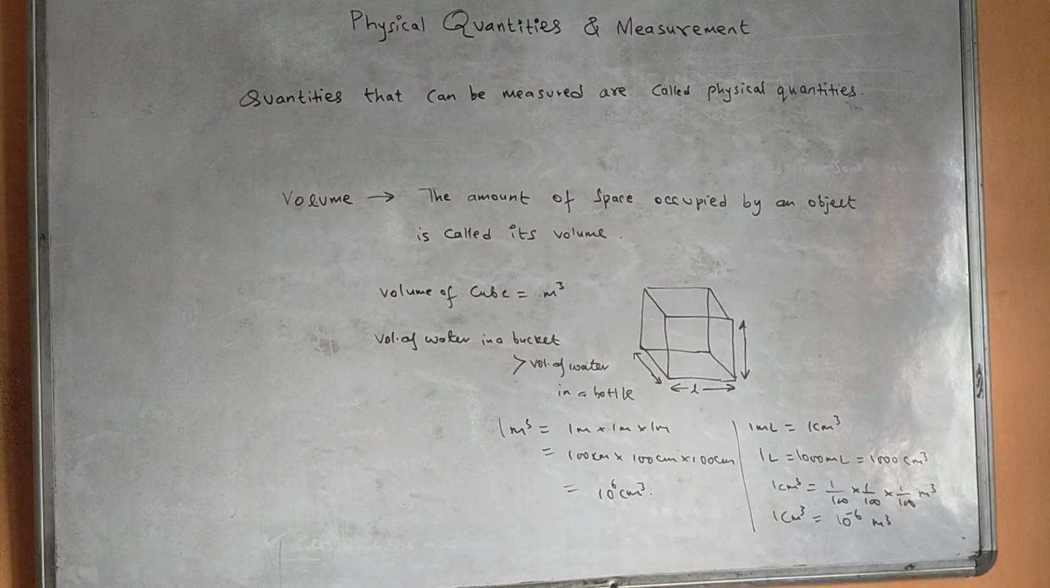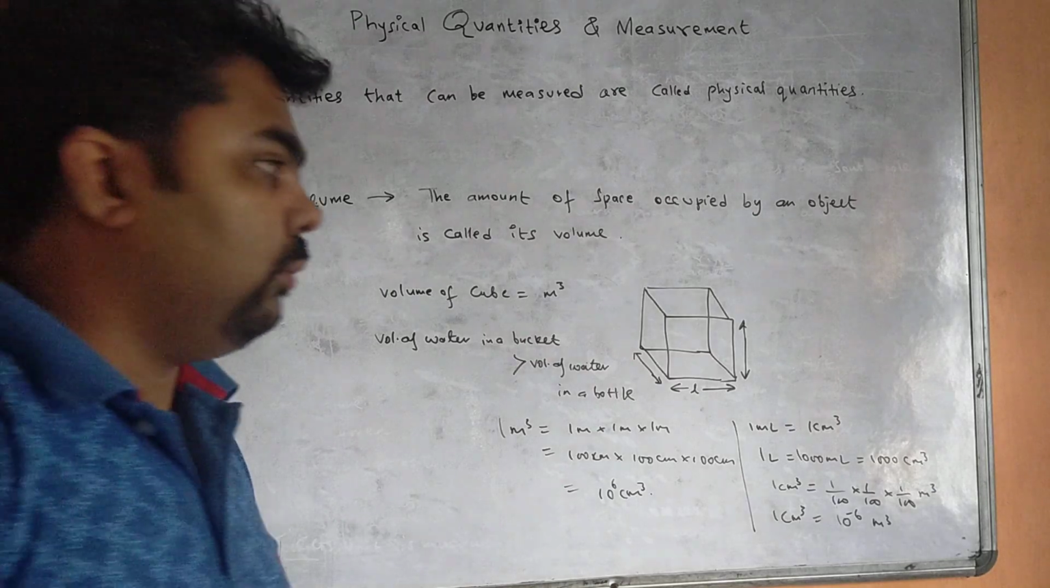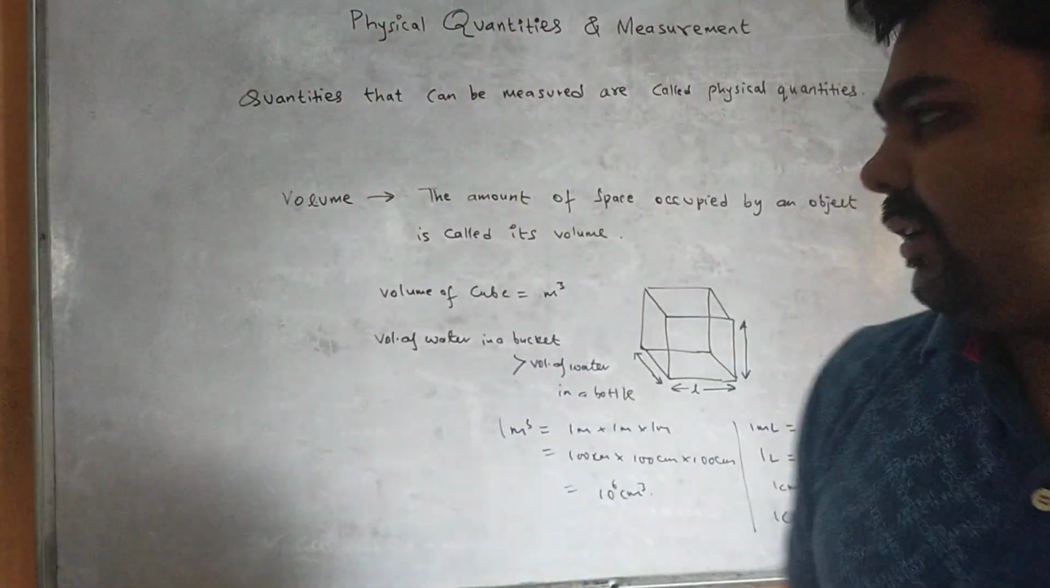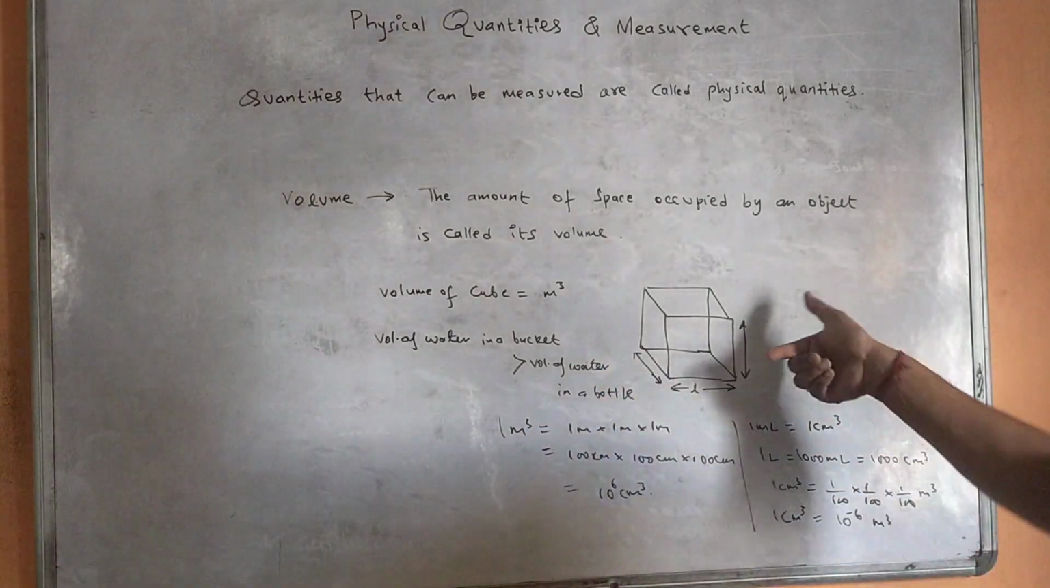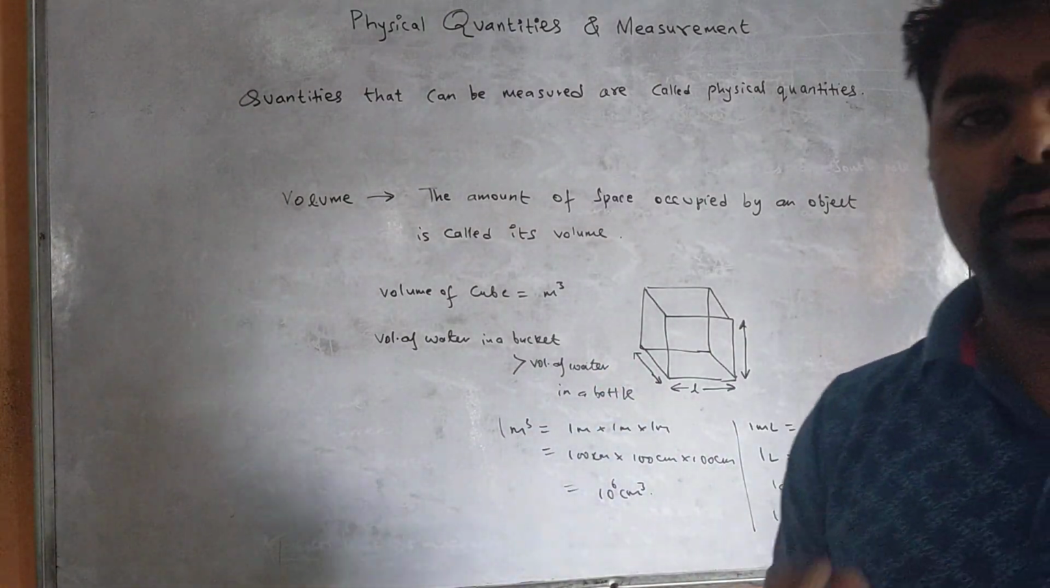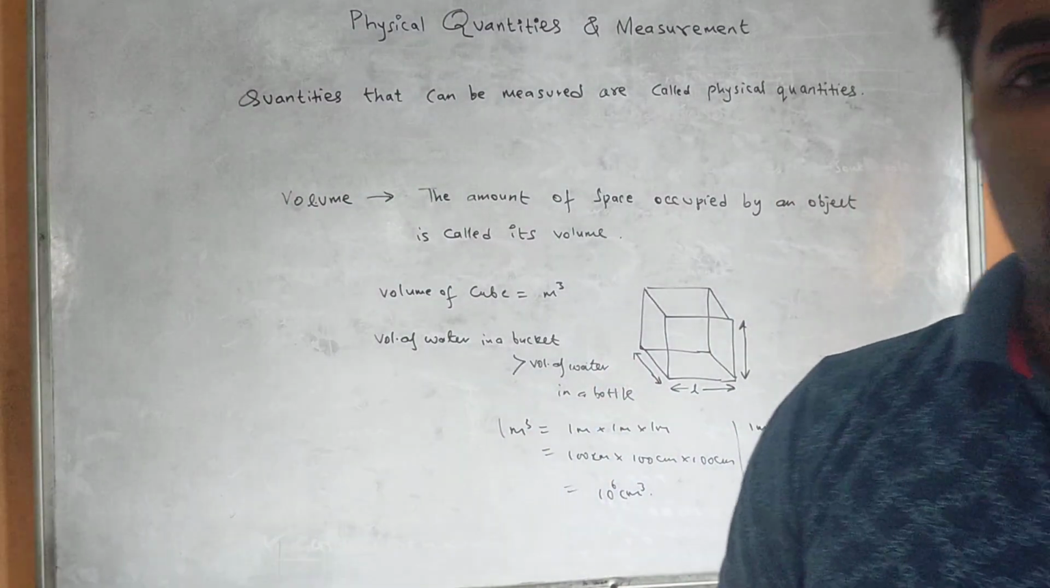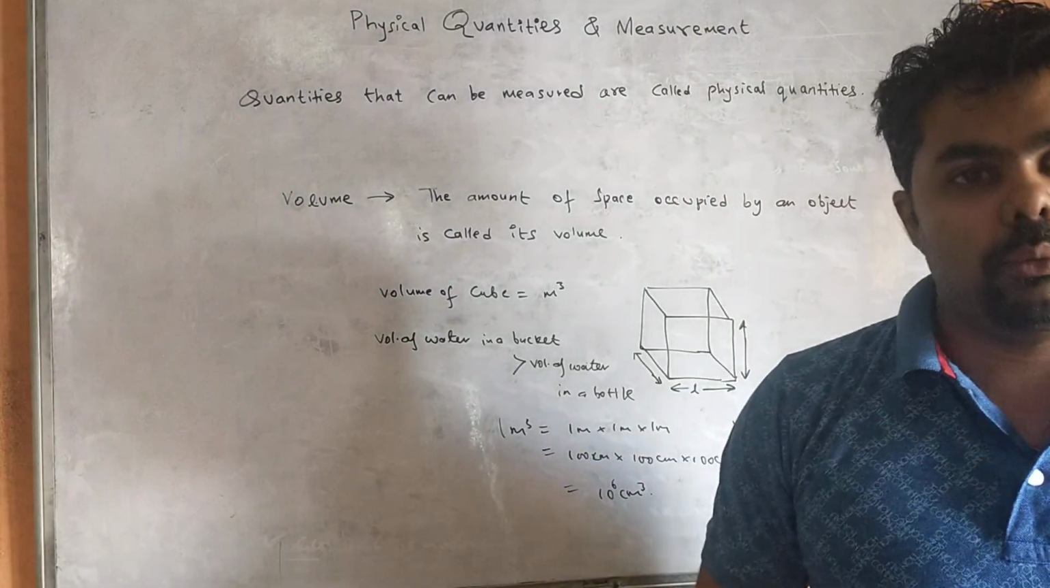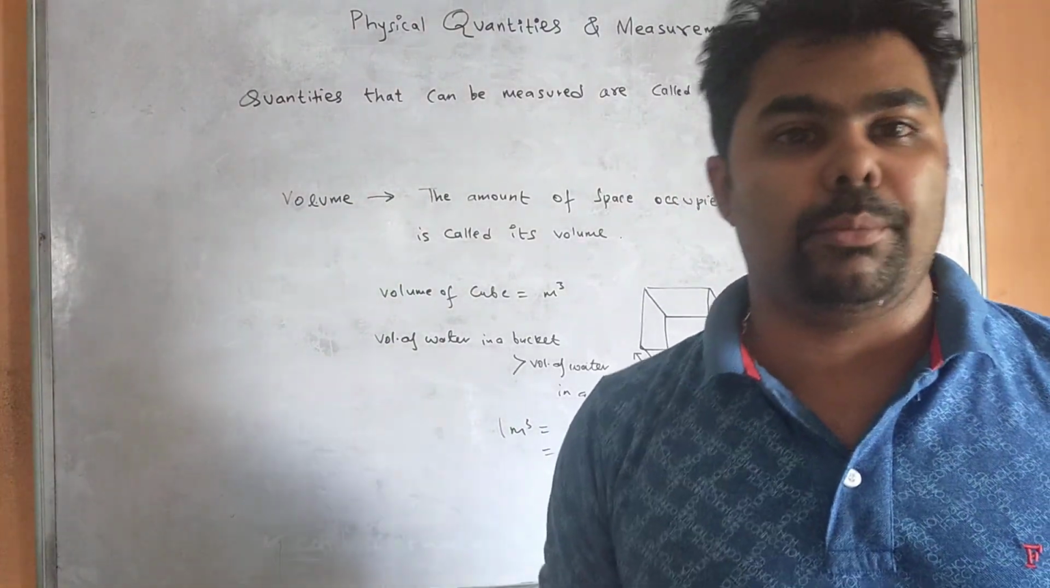So on the board you can see volume. Now when we are asked to calculate the volume, we need to calculate its length, its breadth and its height. All length, breadth and height are in meter. So what will be the unit of volume? It will be meter cube, always cubic meter or meter cube.